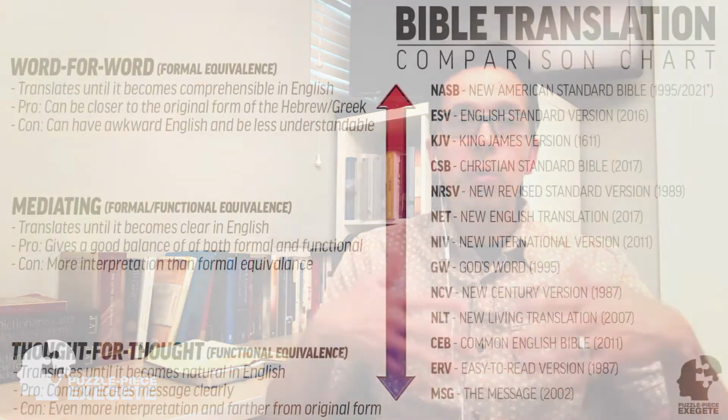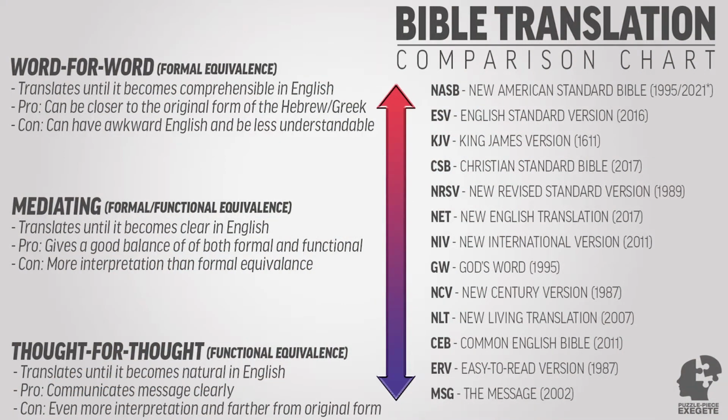And we're going to be answering, what does it mean to say that an English translation is accurate? Now, I'm going to put this chart on the screen. This is a little bit different from the other chart that I did in my previous video, but this is kind of a refresher. So our word-for-word translation, also called formal equivalence, they translate it until it becomes comprehensible in English, which is good because it can be closer to the original form of the Hebrew and the Greek, but often it can have awkward English, it can be very wooden, and it can be sometimes less understandable.